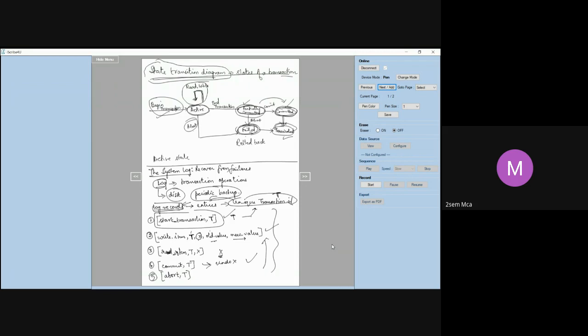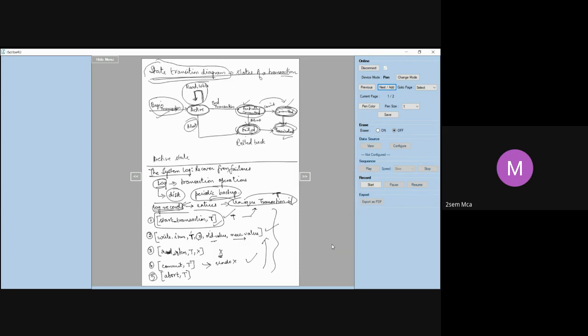So what are the different types of entries or log records that you are going to write into the log? That is what we have tried to show here. Whenever you make an entry into the log, every transaction will be uniquely identified by a transaction ID, which is automatically generated by the system. The first kind of entry in the log is start transaction, comma, T. That indicates that the transaction T has started execution. T refers to a particular transaction.